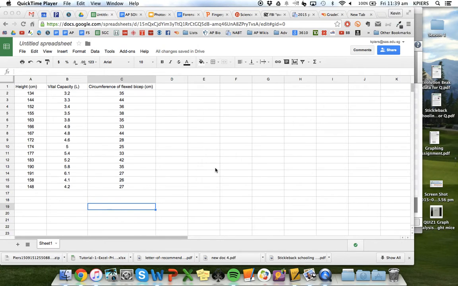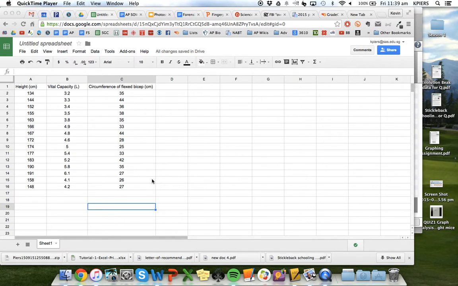Okay, so what I want to do here is show you how to create a scatter plot graph to try and demonstrate whether or not there is a correlation between two variables. So what I've got here is a sheet of data where you've got the height of individuals, their vital capacity, which is basically the amount of air that they can hold in their lungs in liters, and then also some data on the circumference of their flexed bicep, and that's also in centimeters.